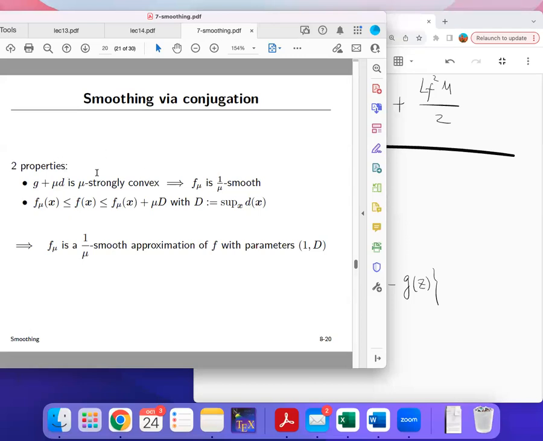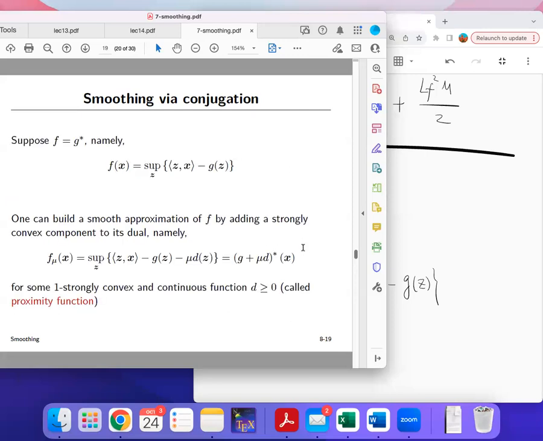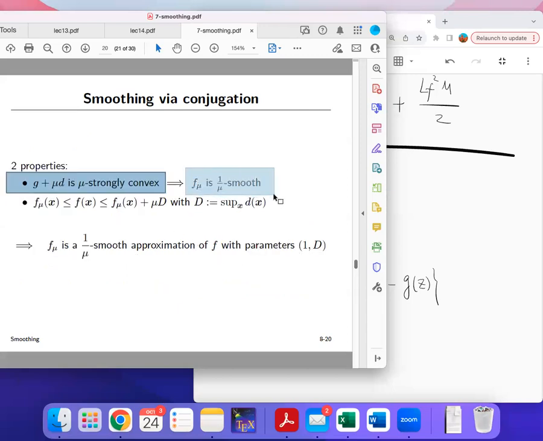And there are some properties. First of all, g plus mu d is mu strongly convex. Why? Because we assume g is convex, and d is one strongly convex, so mu times d is mu strongly convex. The convex function plus mu strongly convex function is mu strongly convex. Now there are some fundamental results saying that if this function is mu strongly convex, then its conjugate is 1 over mu smooth.